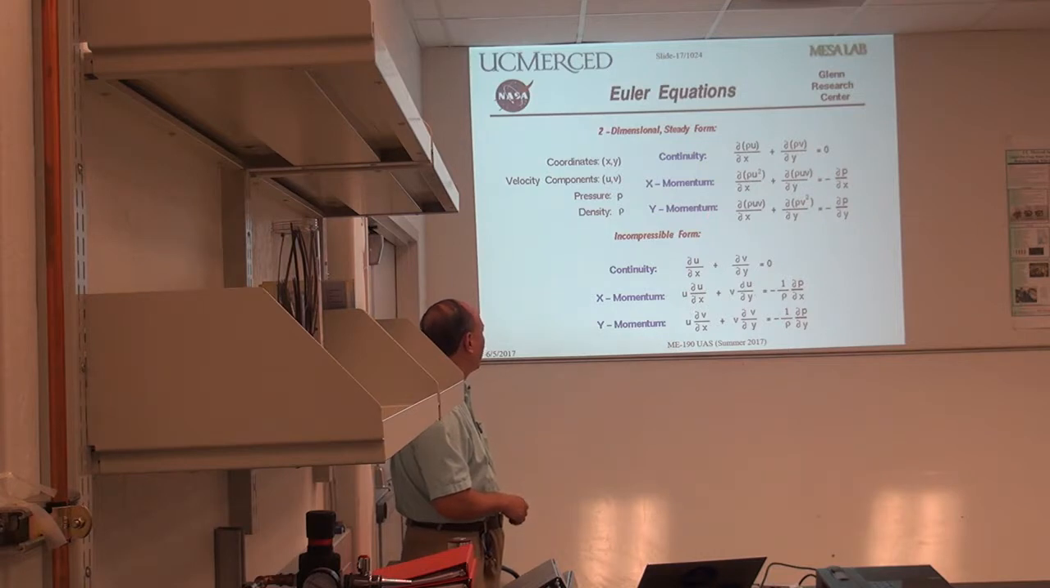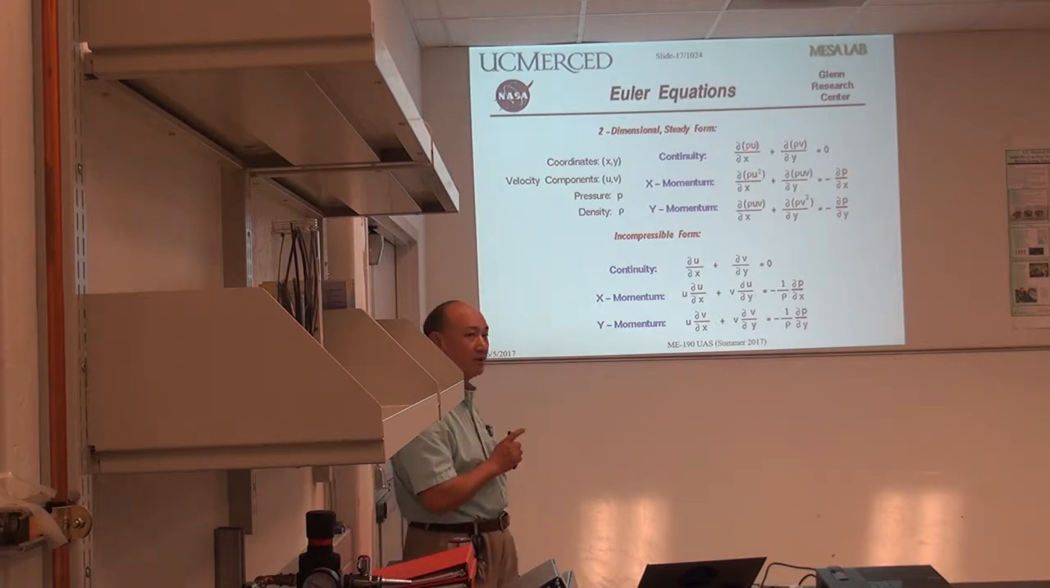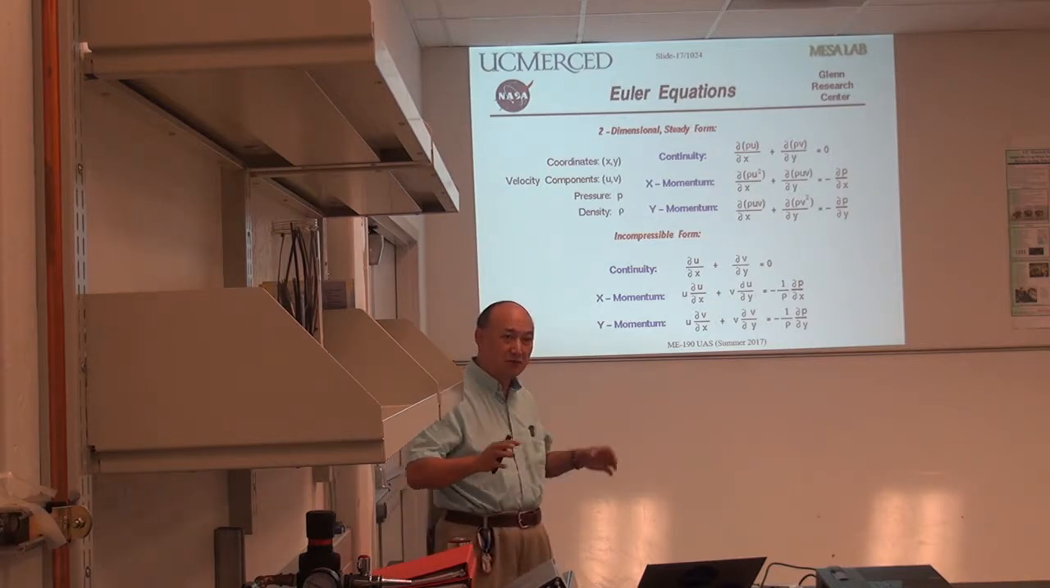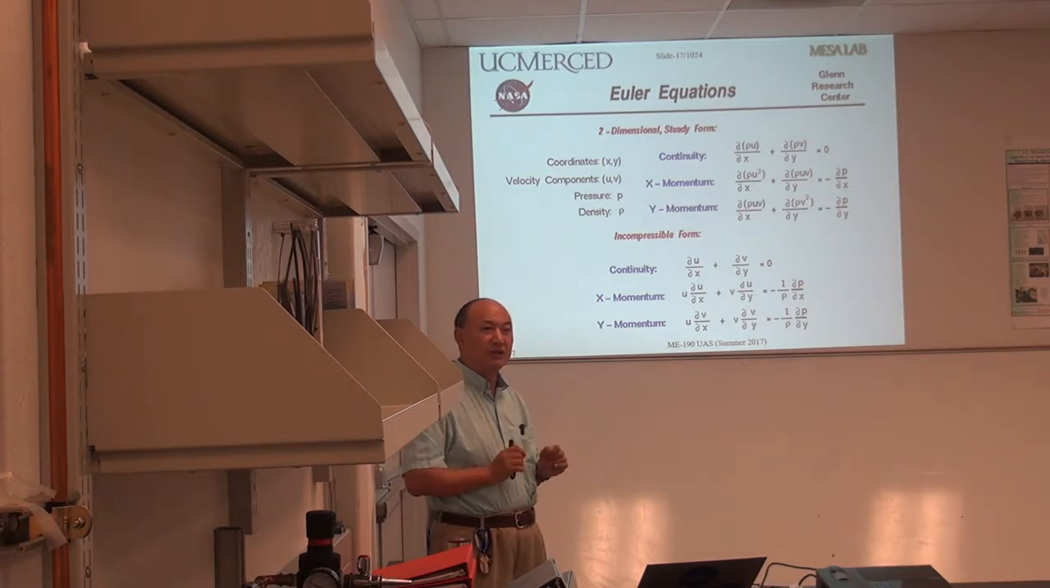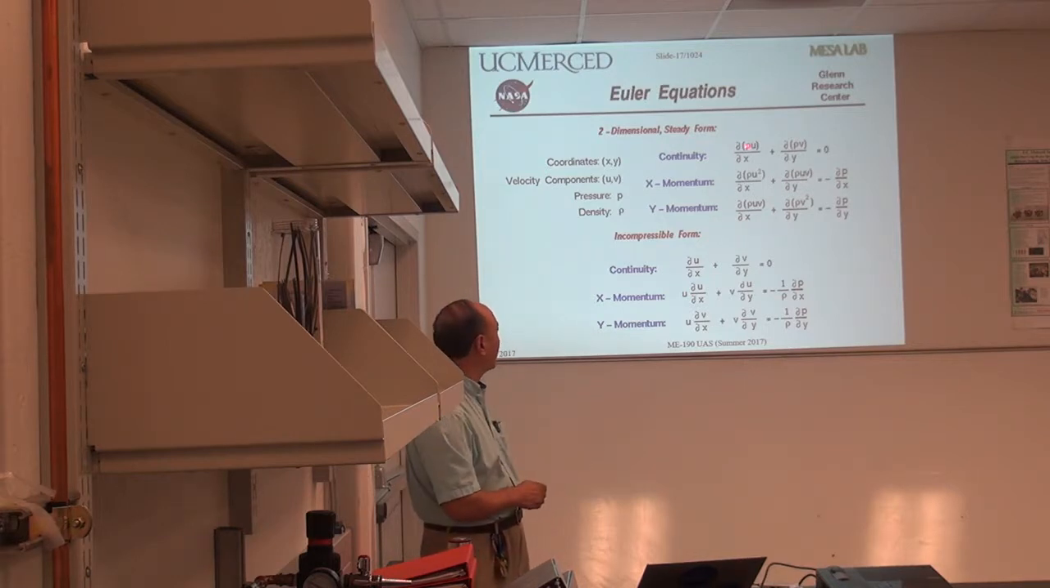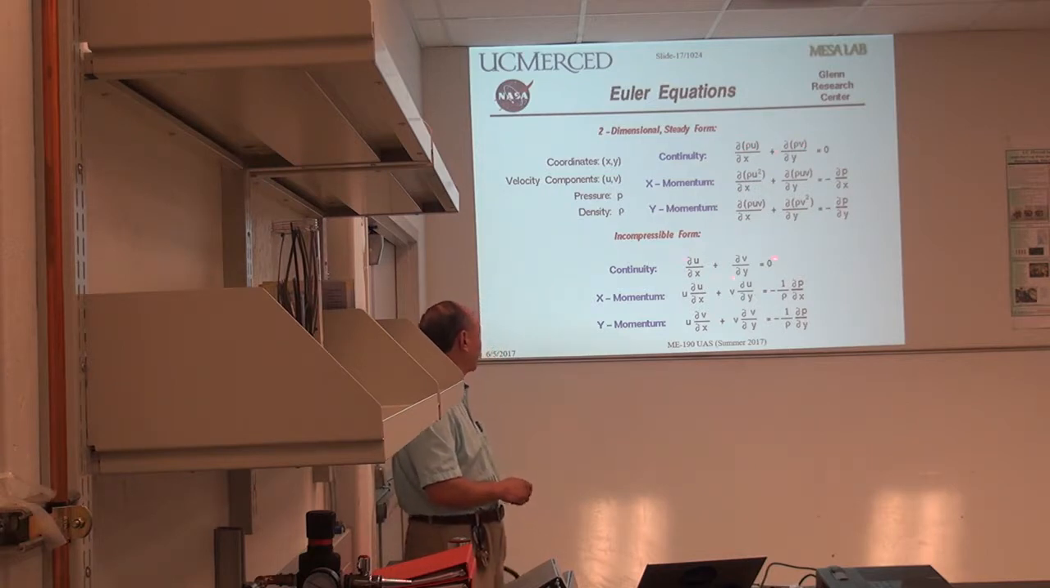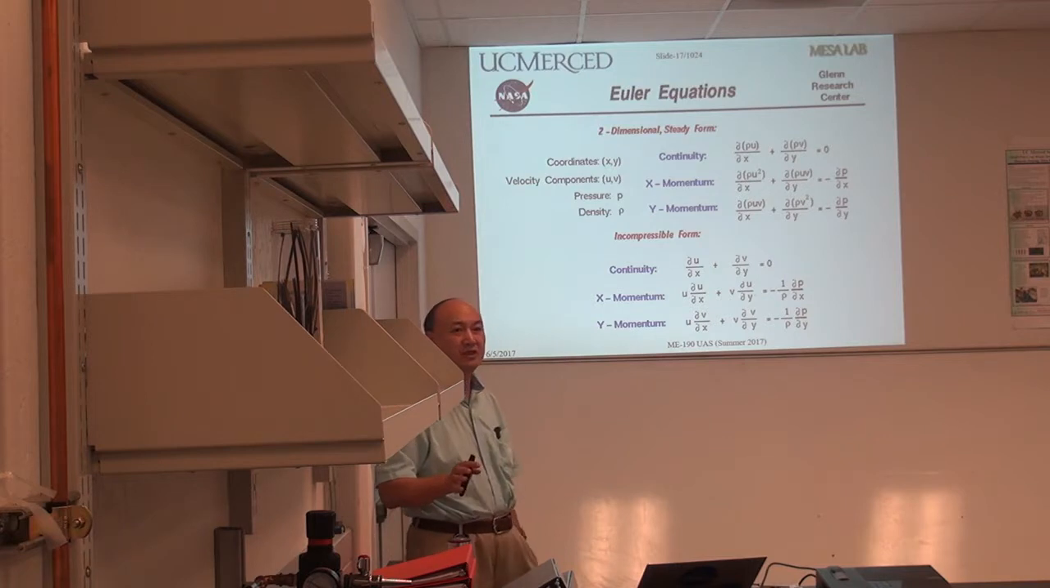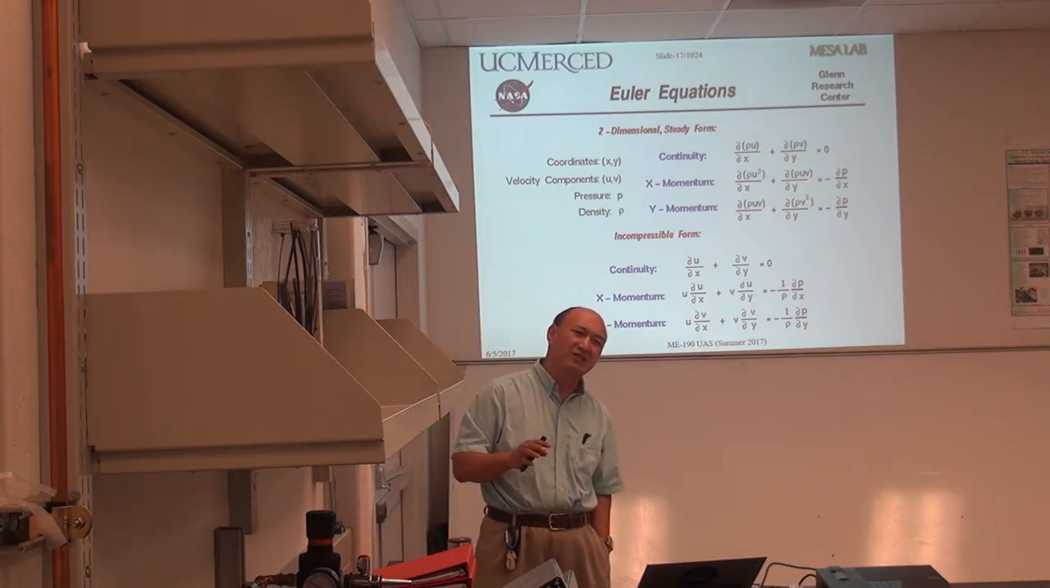And also, what is an incompressible form? Incompressible form means the rho is not a function of x and y. It's a constant. So when rho is a constant, you just pull it out in front and eliminate it. So it becomes like this. It's an incompressible form. But this is just idealization.